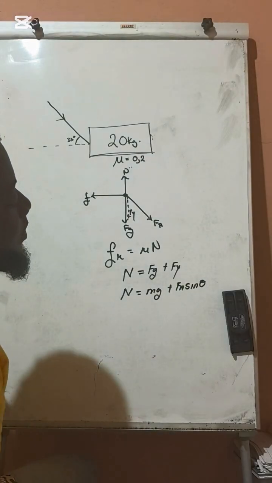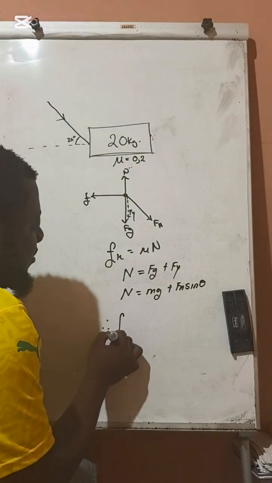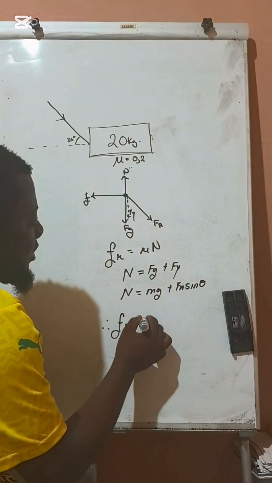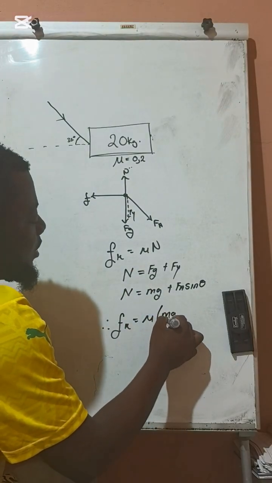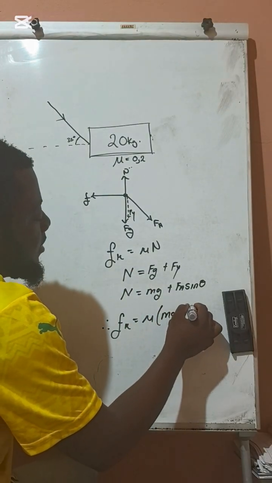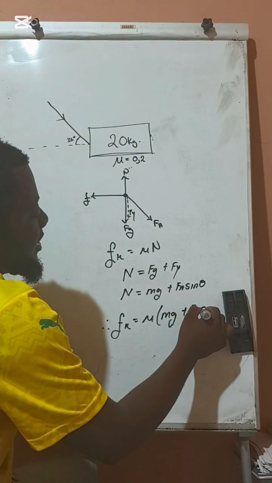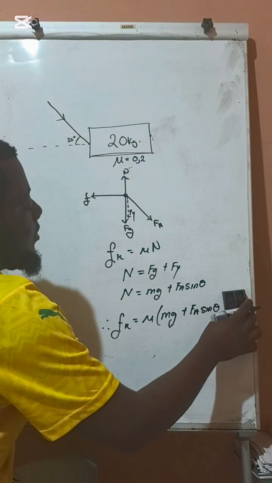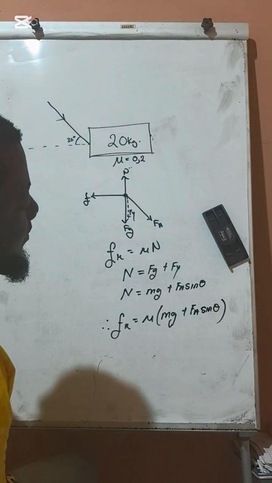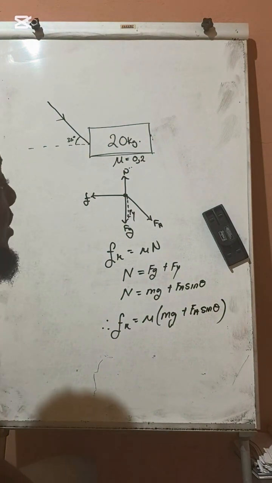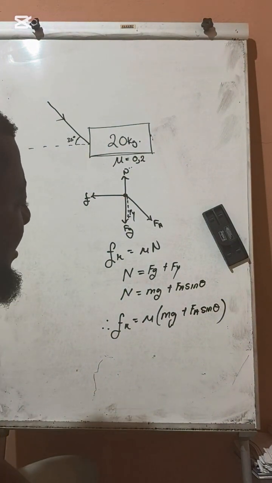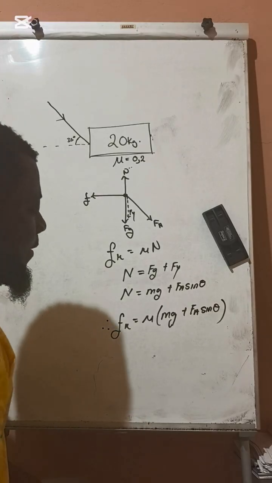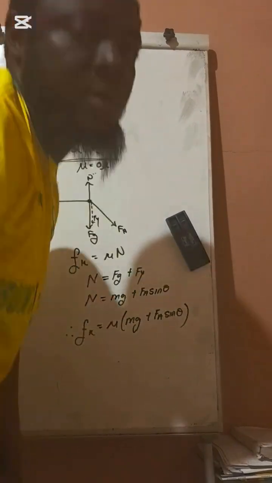They are adding. Therefore, frictional force will be equal to mu N, where for N you put mg plus Fa sine of theta. You see? So that is the third scenario that we are having.